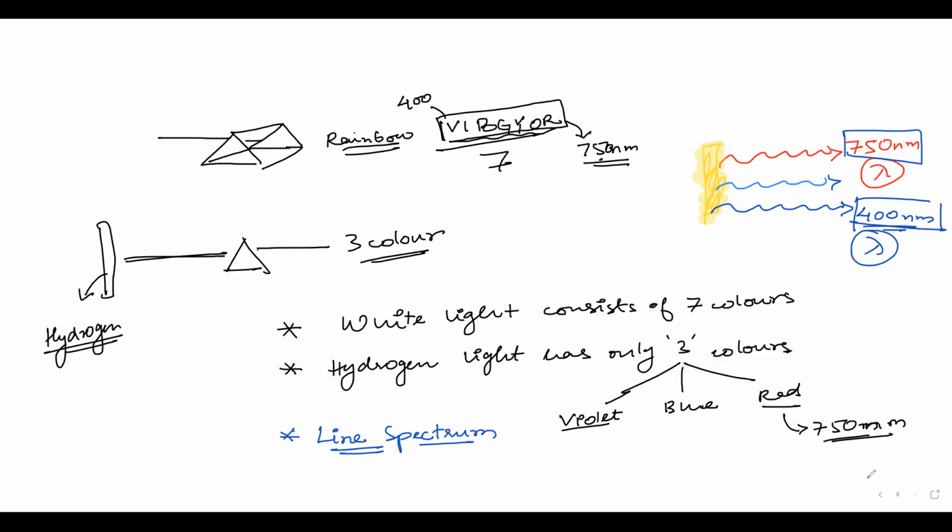Now there was one scientist, his name was Rydberg. Rydberg formulated a kind of relationship, and he said that whatever we are seeing, we can write in a formula. He said that lambda is proportional to n square upon n square minus 4. Here lambda is the wavelength, and n is equal to 3, 4, etc.